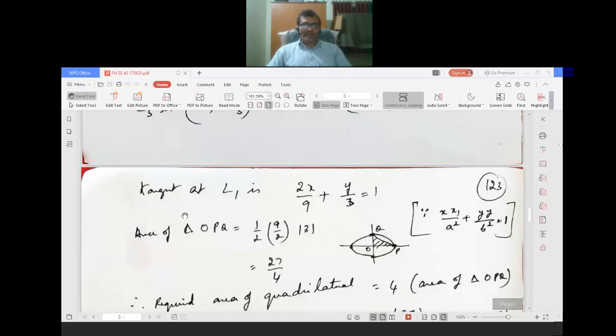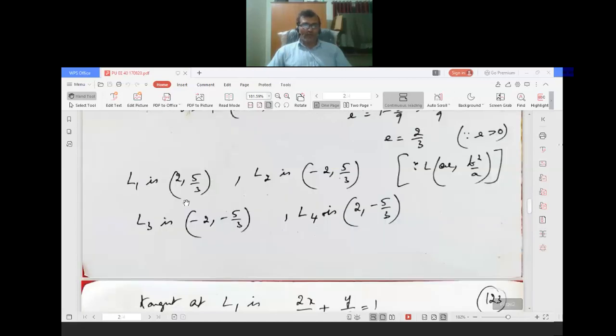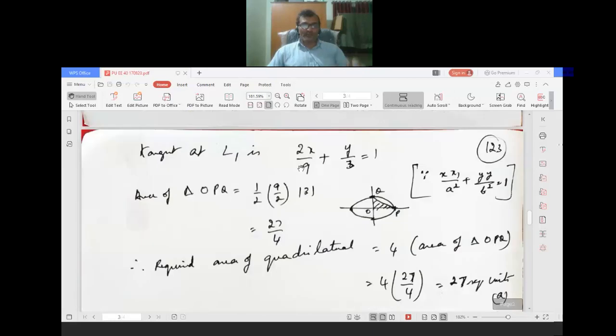Okay, now the tangent at L1. The tangent formula is x into x1 by a squared plus y into y1 by b squared equals 1. So x1, y1 is the point of contact. So x1 is 2, y1 is 5 by 3. Substitute this in the given equation, we get the equation of the tangent, that is the line, as 2x by 9 plus y by 3 equals 1.